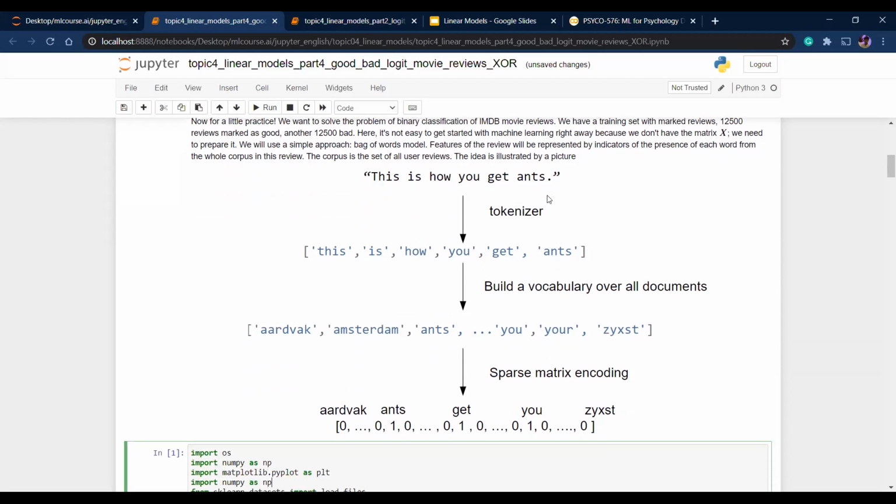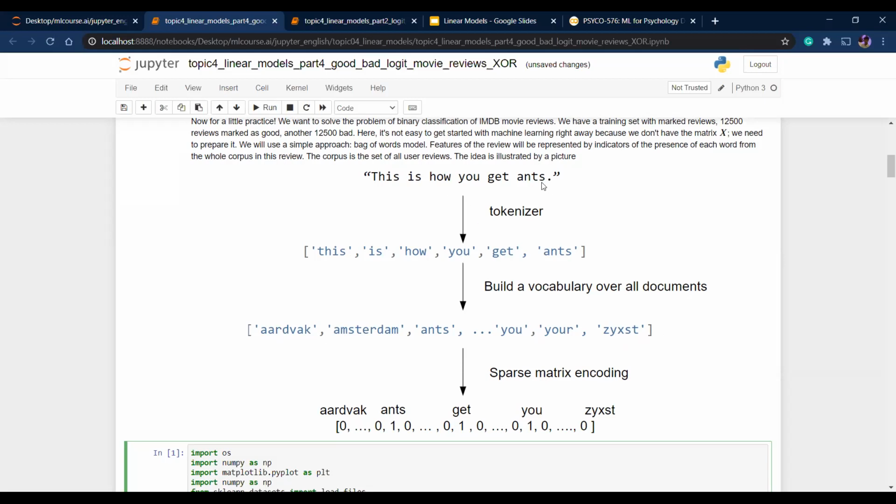This is an example review. What the tokenizer does is it separates this sentence into individual tokens. In this case, one token is one word. It builds a vocabulary over all the reviews. So this is one review, and all these other words might be in some other review. So it creates a set of all the words, so there are no repetitions, which gives you the vocabulary.